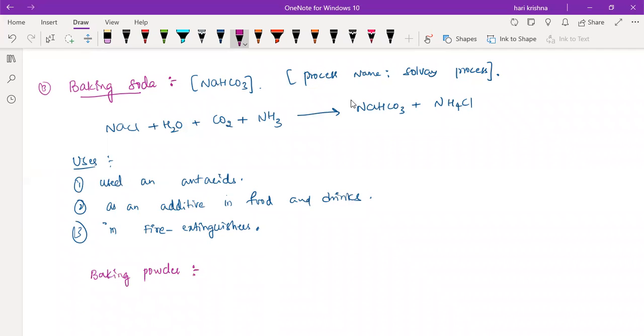So baking powder is nothing but baking soda plus edible acid. Mostly we take tartaric acid. This acid will remove the excess base or the bitter taste of the baking soda and form the neutral one. Understanding? The edible acid is added to remove that excess basic nature to form the neutral powder. So baking powder is used in the preparation of cakes.